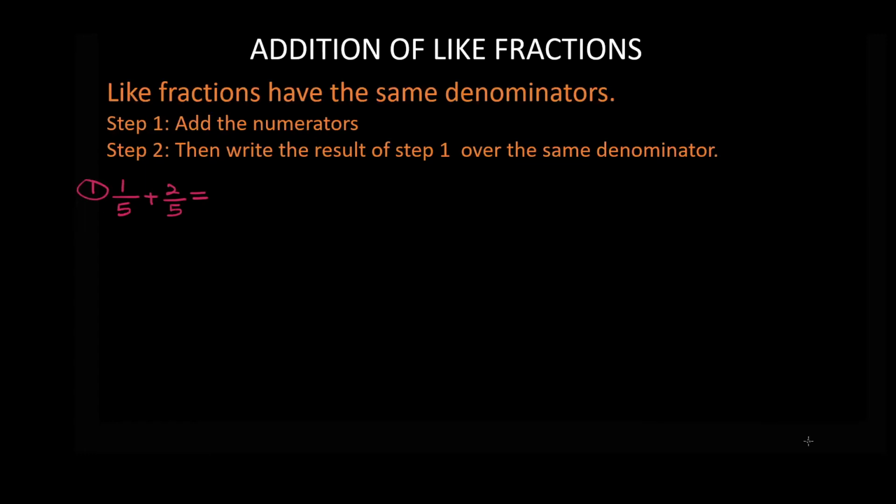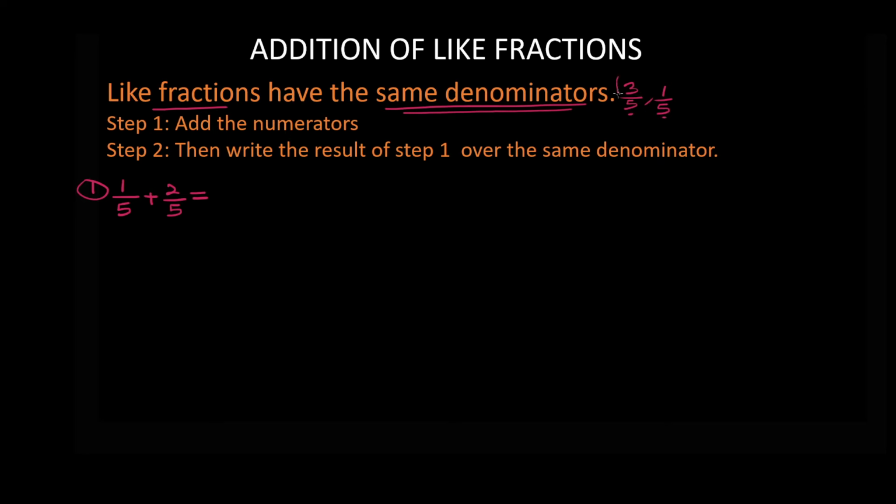Today we are going to be looking at the addition of like fractions. What are like fractions? These are fractions that have the same denominators. Take for example 3 over 5 and 1 over 5. They have the same denominator of 5.